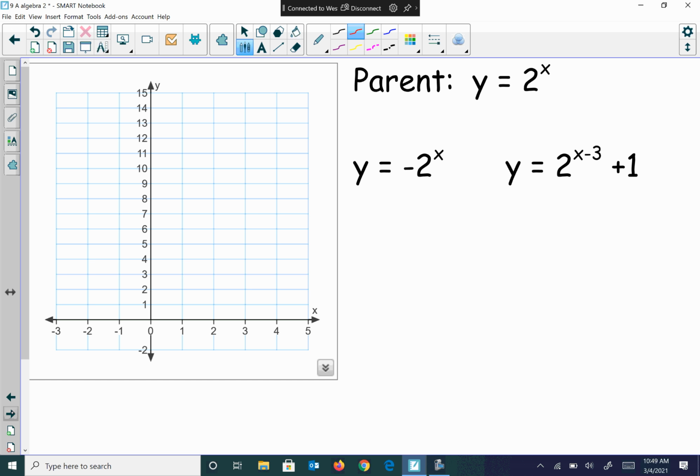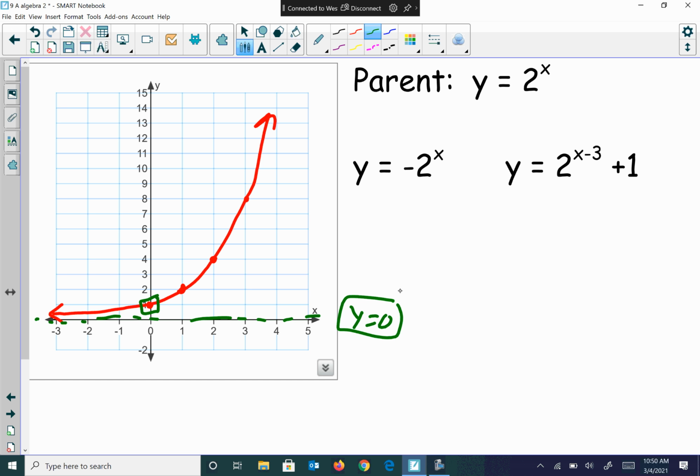Okay, so a parent function. So I did this: 2 to the first, 2 to the second, 2 to the third. This is what this graph looks like. Now, this point here is the one that you want to look at. And yes, we have an asymptote coming across right here at y equals 0. Notice I have this point here boxed in. If you can figure out where it's crossing the y-axis, your right, left, up, down shifts are going to be pretty easy because you don't have to generate all the rest of the points.